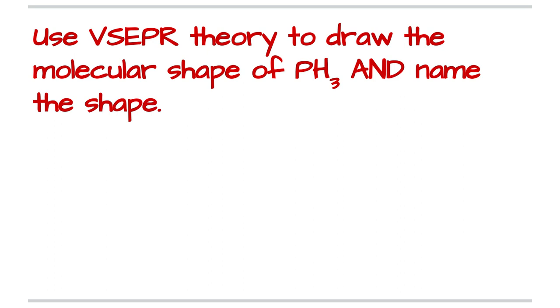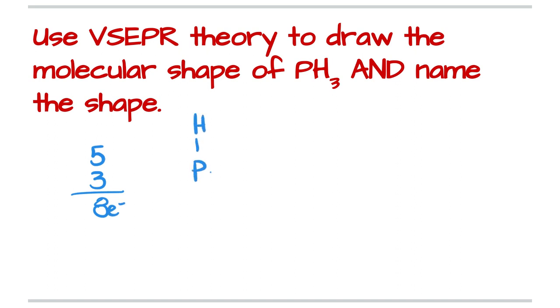Our last question here: we're looking at the VSEPR shape of PH3, or the molecular shape of PH3, and we're going to name the shape. Again, we have to start with our Lewis structure. Phosphorus has 5 electrons. Each of the hydrogens has 1, so that's 3 total. So we should have 8 electrons in our Lewis structure.